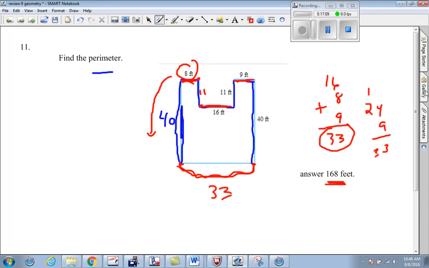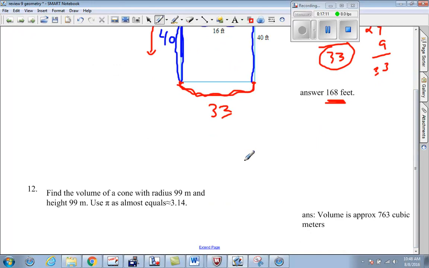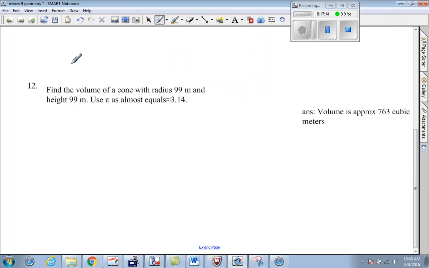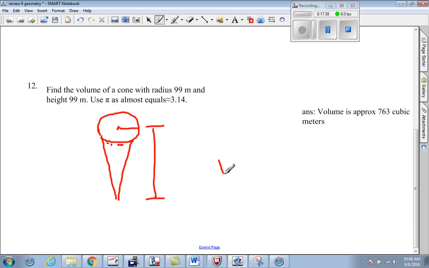Oh, there it goes, down here. This is our last one, number 12. Find the volume of a cone, keyword volume. It's always good too, if there's no drawing, to try and draw a cone. Okay, and we'll have a certain radius, and we'll have a certain height. And volume of a cone, let's retrieve that formula, is 1/3 pi r squared h.